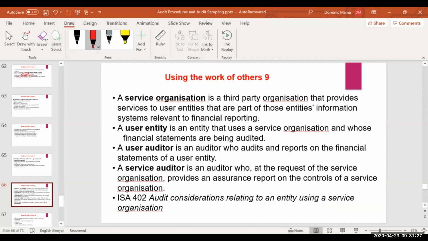But as I mentioned, in this particular ISA we don't need to go into detail regarding it.